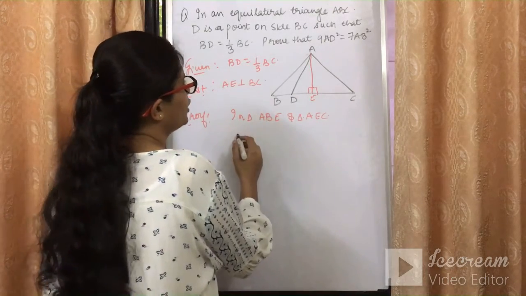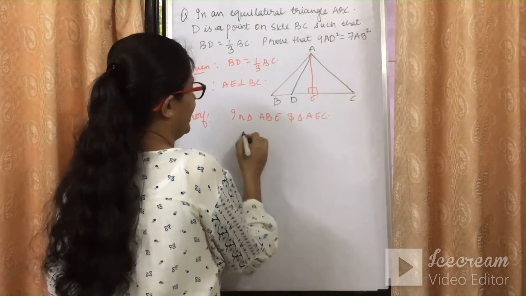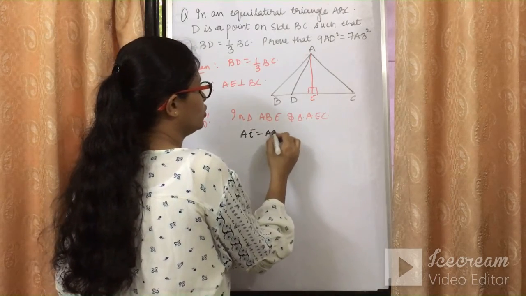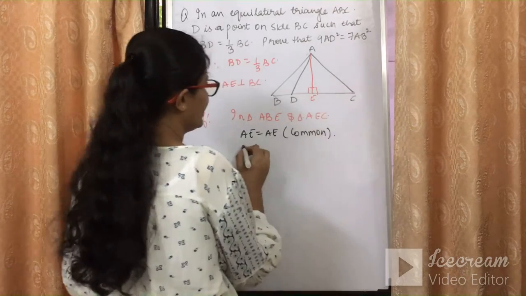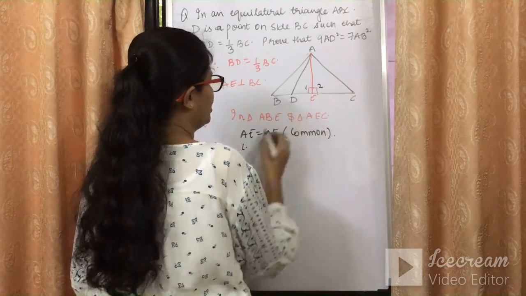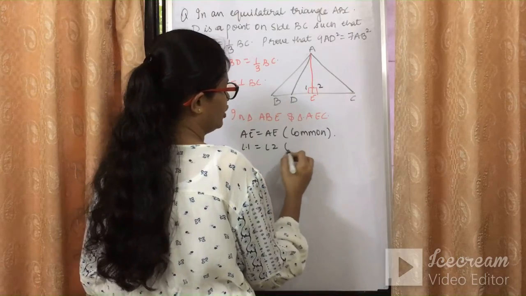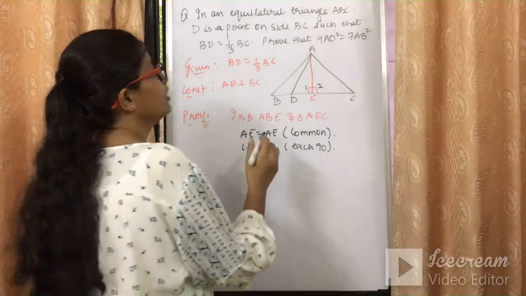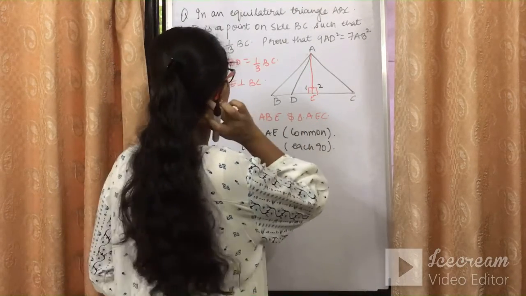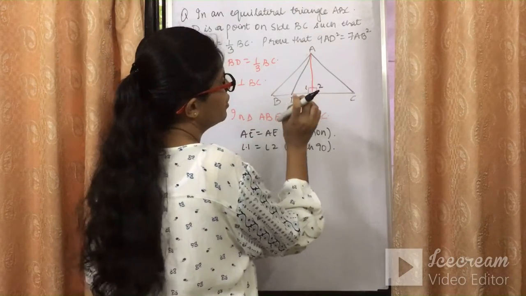Yes, how will I prove it congruent? Let's see. AE is equal to AE, which is common between the two triangles. This is common, and we can say that angle 1 and angle 2 are equal. Angle 1 is equal to angle 2, each 90 degrees.